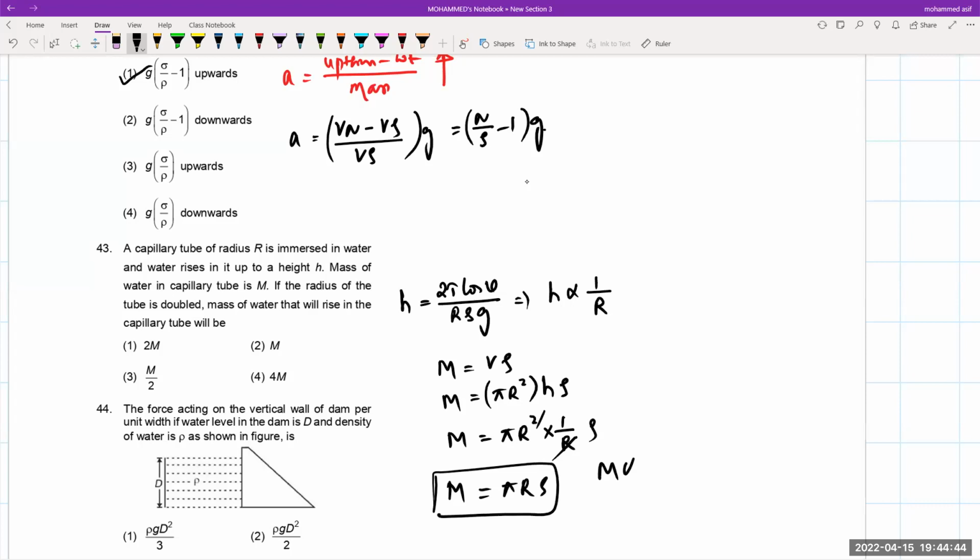So mass is directly proportional to r. So अगर radius double हुआ तो mass in the capillary tube is also becoming double, यानी it will become for me 2m. So m1 by m2 is equal to r1 by r2. r1 कितना था? r था, r2 हो गया 2 times of r. तो m2 पूछा है, m2 is equal to 2 times of m1, m1 is equal to m. क्लियर है?